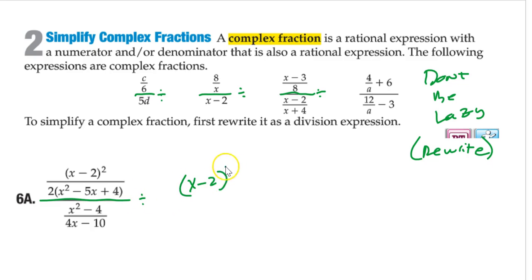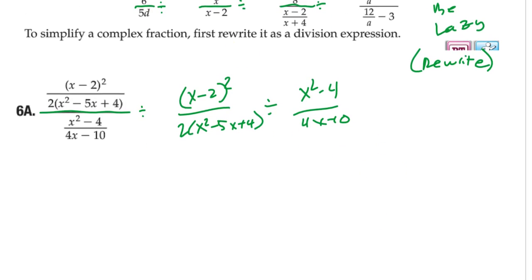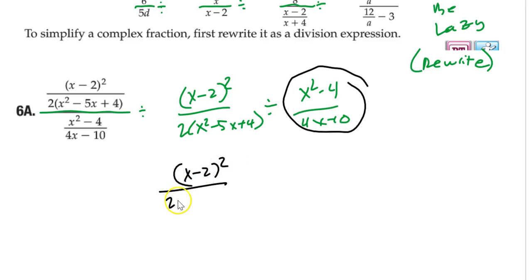X minus 2 squared over 2x squared minus 5x plus 4 divided by x squared minus 4 over 4x minus 10. Right, now it's a normal problem again, just like we did before. What are we going to do? We're going to flip this side and multiply by the reciprocal. So x minus 2 squared over 2x squared minus 5x plus 4 times the reciprocal of that, 4x minus 10 over x squared minus 4. Right? Now it's a normal problem. We went from this monstrosity to this.